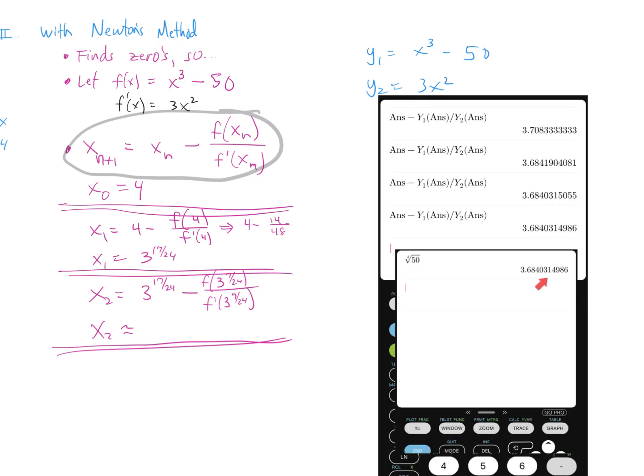Well, here is what the calculator gives us, and as you can see, after just 5 iterations, we get the same accuracy that the calculator gives us. In fact, Newton's method is what the calculators do to generate all these answers when they give answers to the 9th or 10th decimal place.